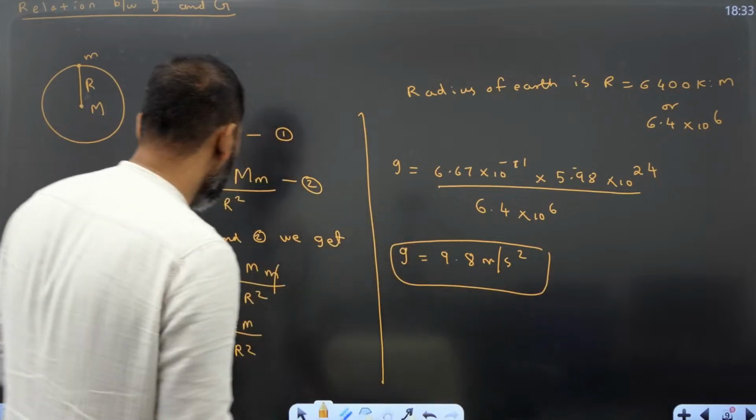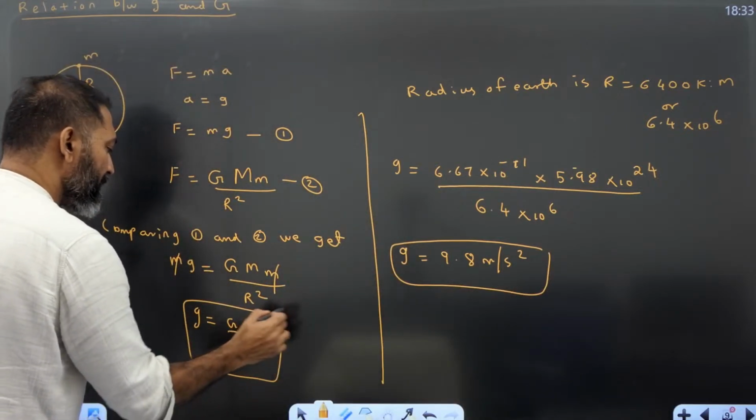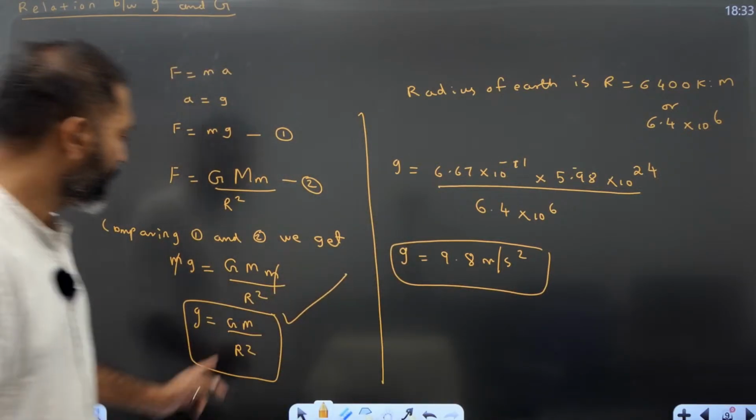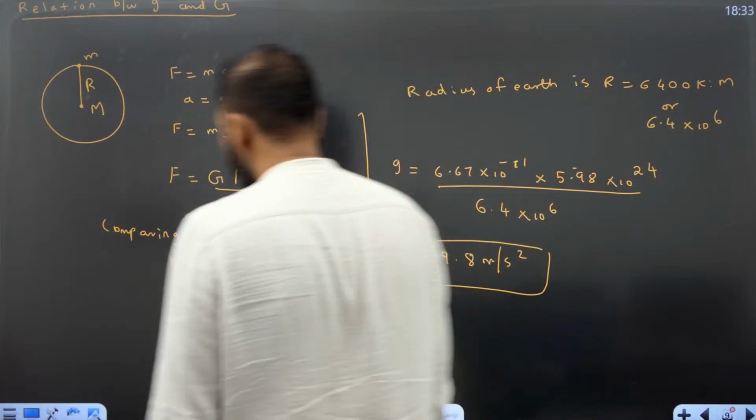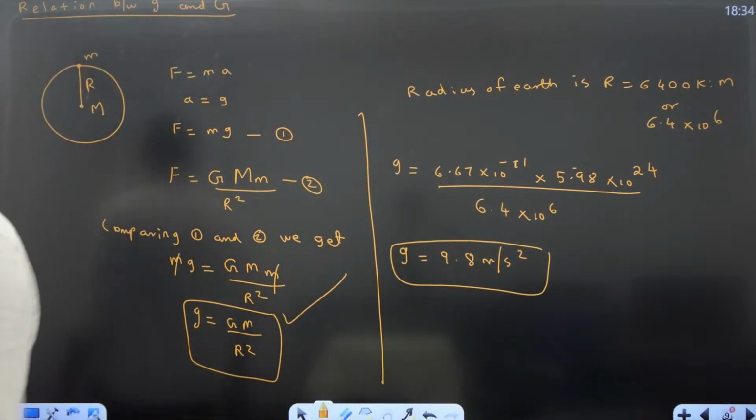Now you should remember this equation, g is equal to GM by r square. That is the relation between small letter g and capital letter G. Small letter g is equal to GM by r square. Note here.